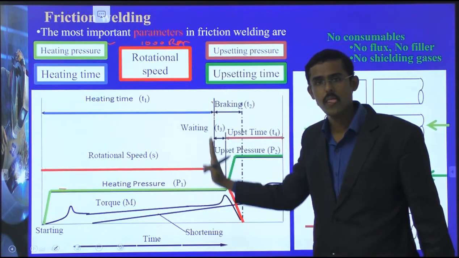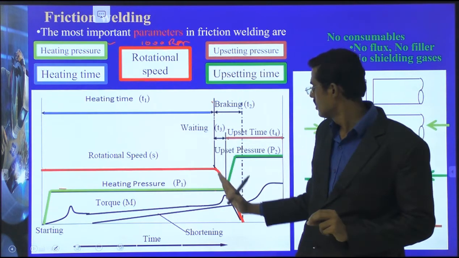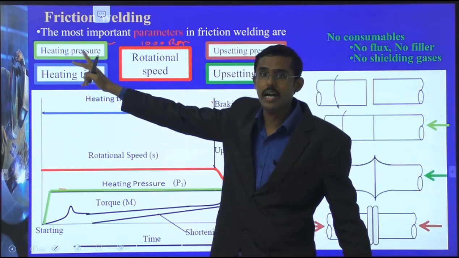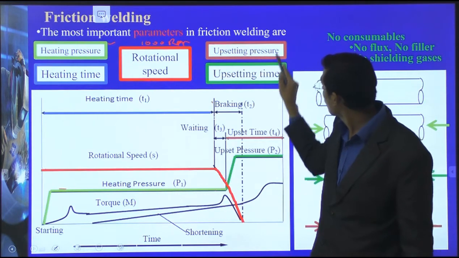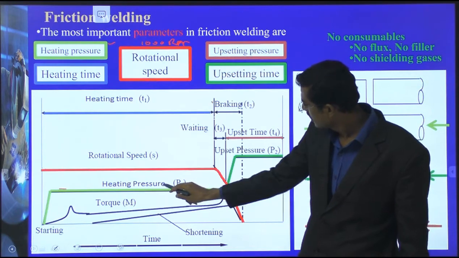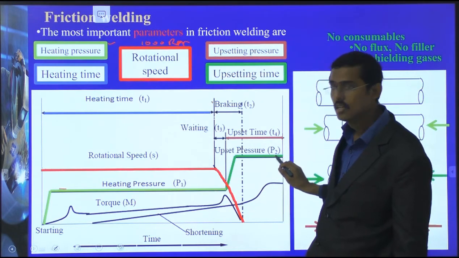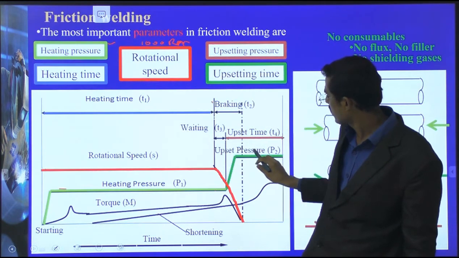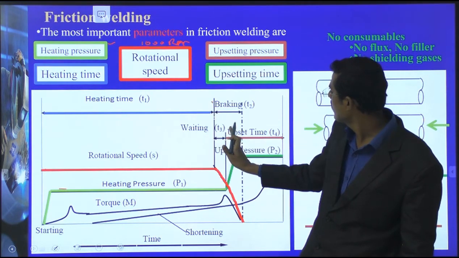First stage over. Heat is generated. Material is at the molten state. Now we want to go for the welding process. Now from the heating pressure I am changing to the offsetting pressure. See, this heating pressure is increasing further. Pressure is increasing further in this direction. See, here it is increased. How long? For the offsetting time. Offsetting pressure for the duration of offsetting time.